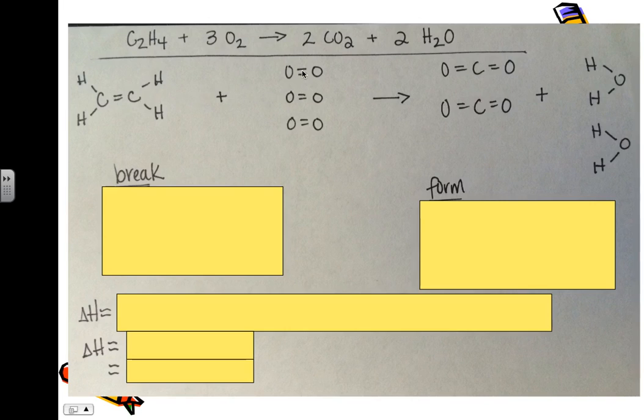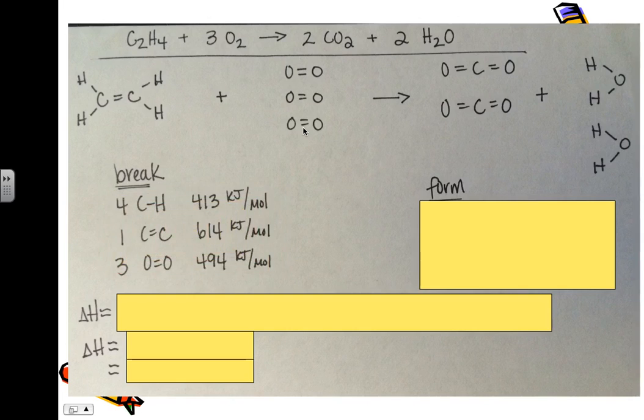Okay, next, will any oxygens remain double bonded together? Well, check it out. Nope. These oxygens are going to double bond to a carbon, not an oxygen. So I got to break all that. So that's 3 oxygen double bonds to break. Okay, so here's the synopsis. 4 carbon-hydrogen singles at 413 apiece, 1 carbon-carbon double at 614, and 3 oxygen-oxygen doubles at 494 apiece. Okay, follow me?